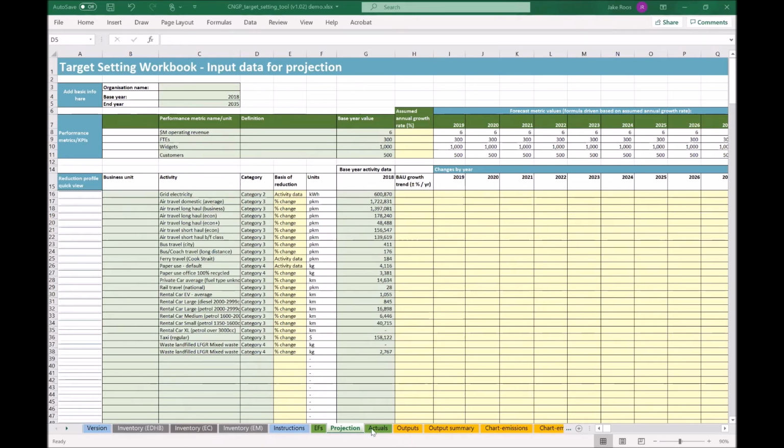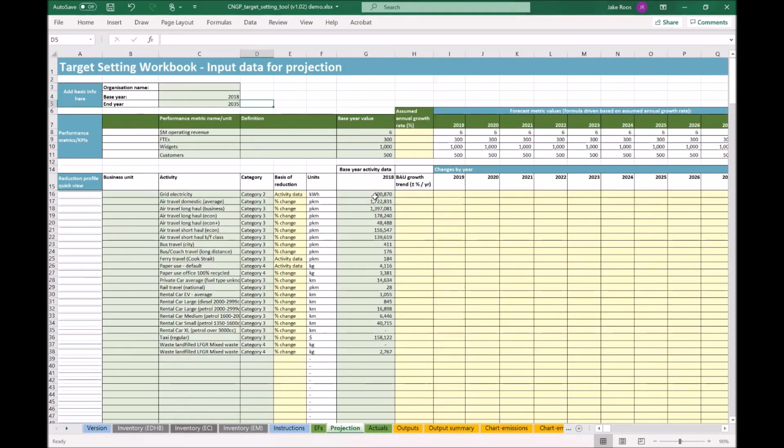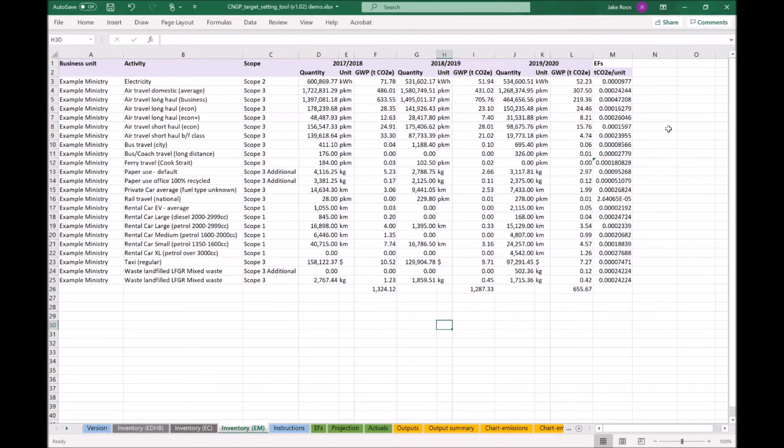So if we look at actuals here, we've got the base year emissions pulled across from projections, and that can be different to the actual data points for individual years. So here in projection, what we need to do is put in averaged activity data. We'll go back to the inventory, and we can see here that we have activity data for 3 years. So let's average it. It's very simple, just the average function of each of the 3 years for each emission source and each activity.